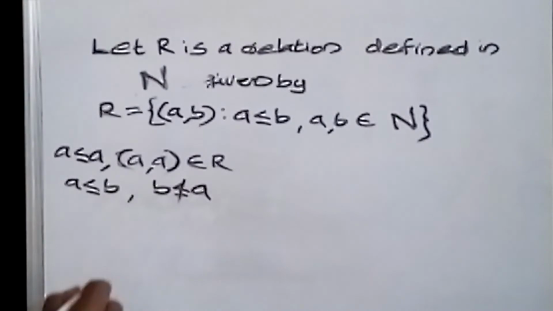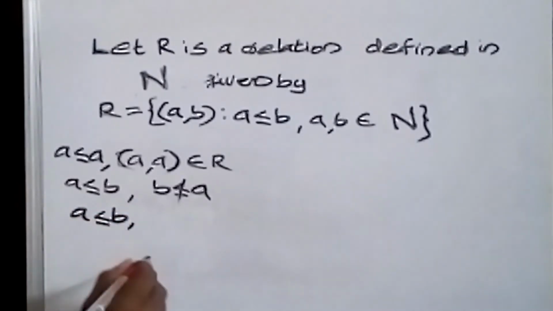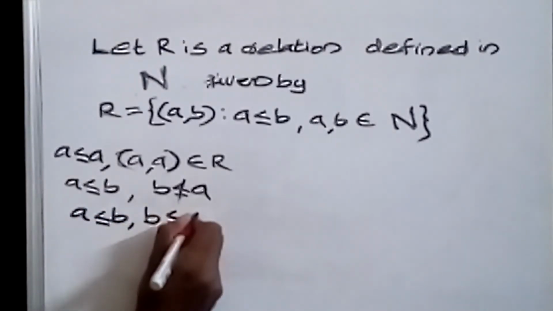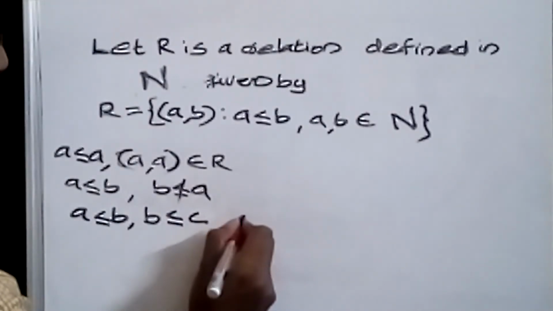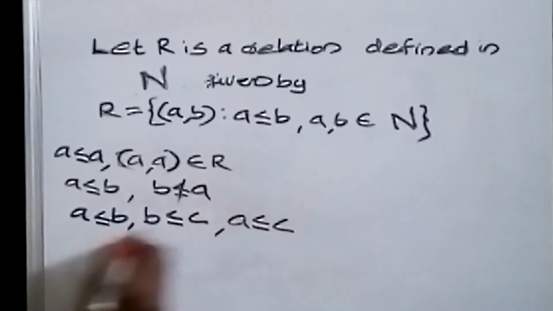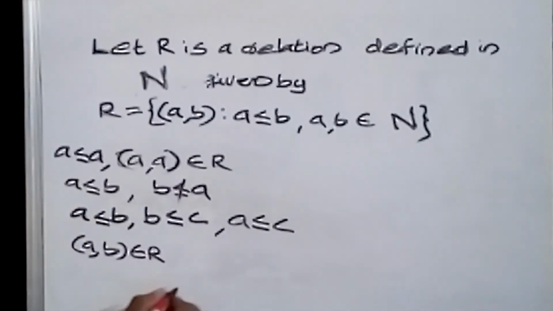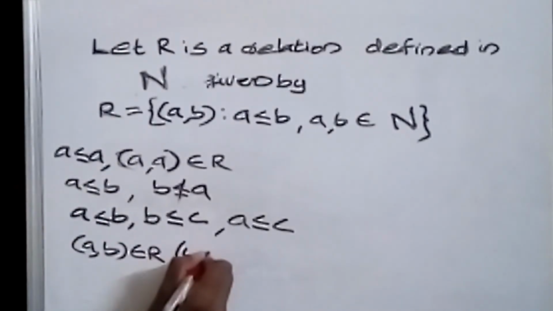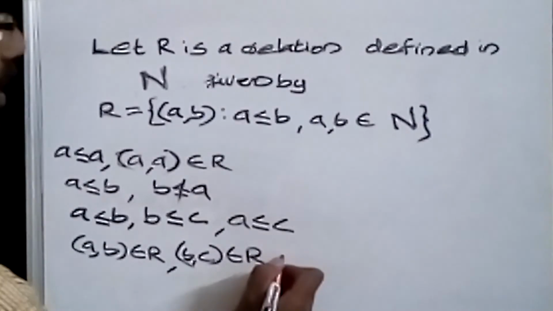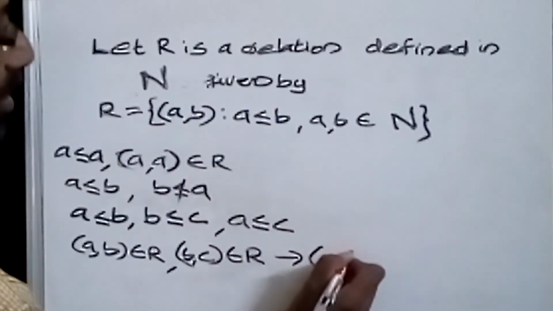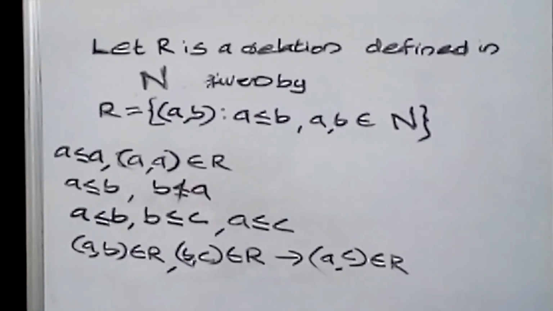Can it be a transitive relation? Let A be less than or equal to B, and let B be less than or equal to C. If A is less than or equal to B and B is less than or equal to C, clearly A is less than or equal to C. Thus, if (A, B) belongs to R, meaning A is less than or equal to B, and (B, C) belongs to R, meaning B is less than or equal to C, then this implies (A, C) belongs to R, that is, A is less than or equal to C. Therefore, the relation is a transitive relation.